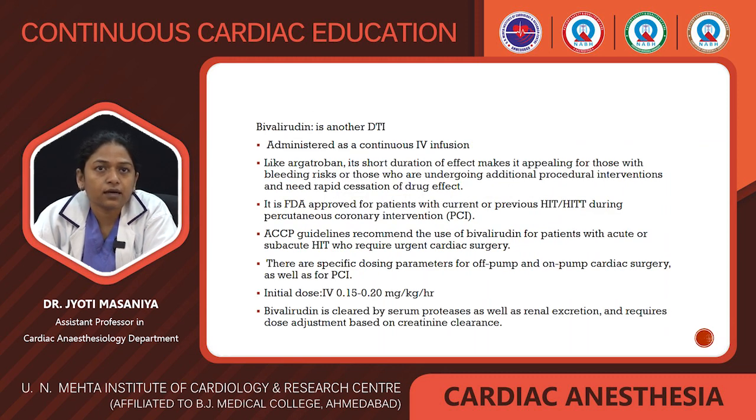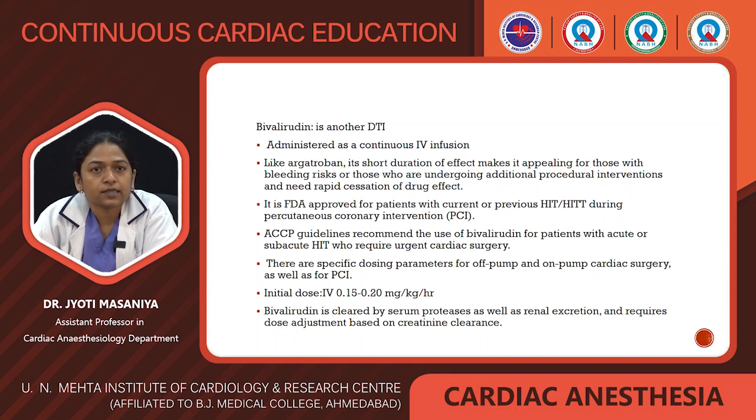The second direct thrombin inhibitor is bivalirudin. It is administered as a continuous IV infusion. Like argatroban, its short duration of effect makes it appealing for those with bleeding risk or those who are undergoing additional procedural intervention and need rapid cessation of the drug effect. It is also FDA approved for patients with current or previous HIT during percutaneous coronary intervention.